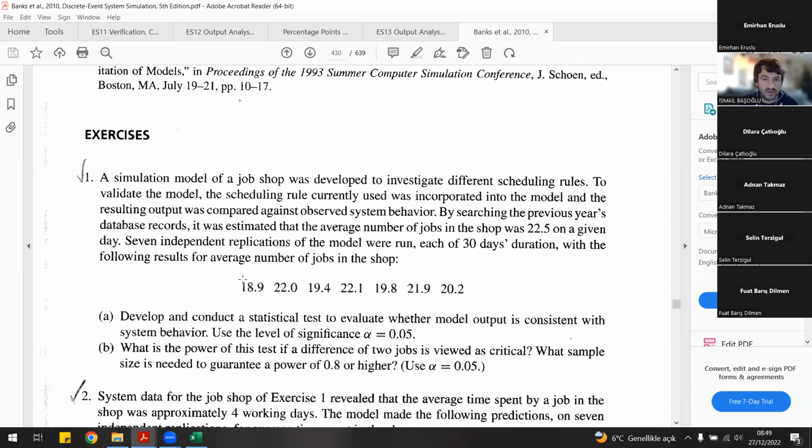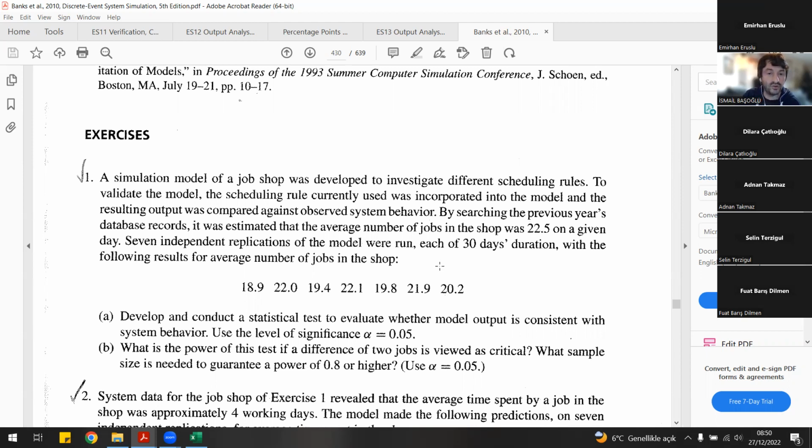So here the question states that there is an original system from which we have collected data from the last year, and what we have seen from the system is that the average number of jobs in the shop was 22.5. This 22.5, the average number of jobs in the system, or in other words, work in process, or in the queuing notation, you can take as the average number of clients in the system.